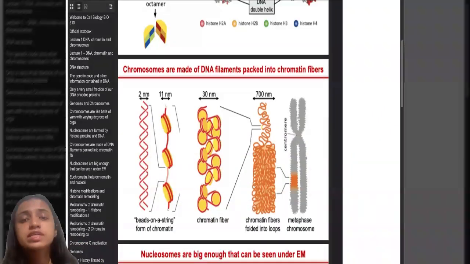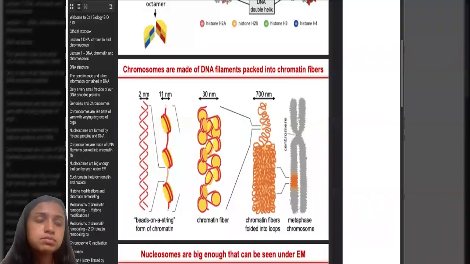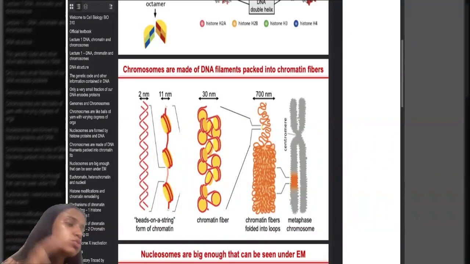Chromosomes are made of DNA filaments packed into chromatin fibers. So you see that you have really narrow, small chromatin here, right? And those are coming together. They're making these loops, and that is what is giving you a metaphase chromosome with the whole centromere.